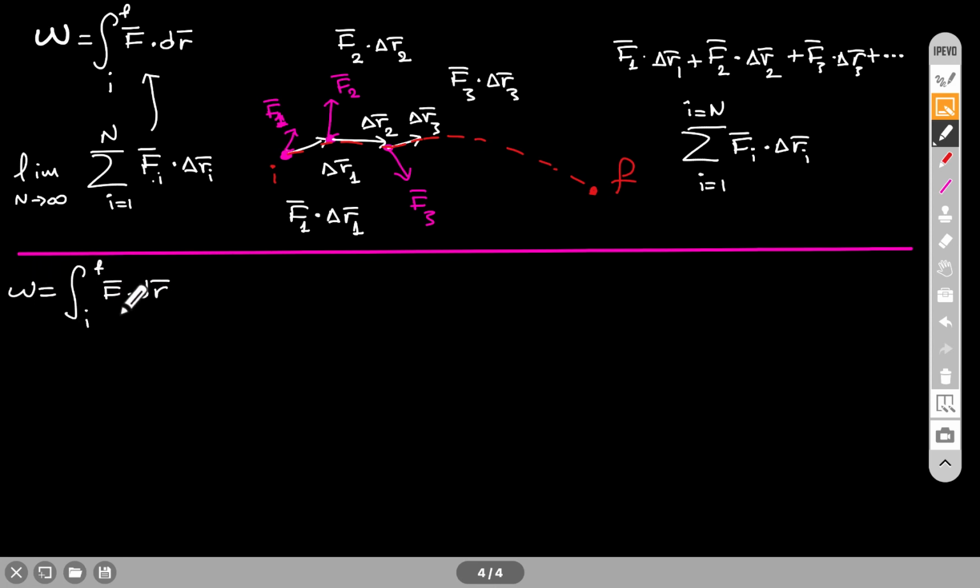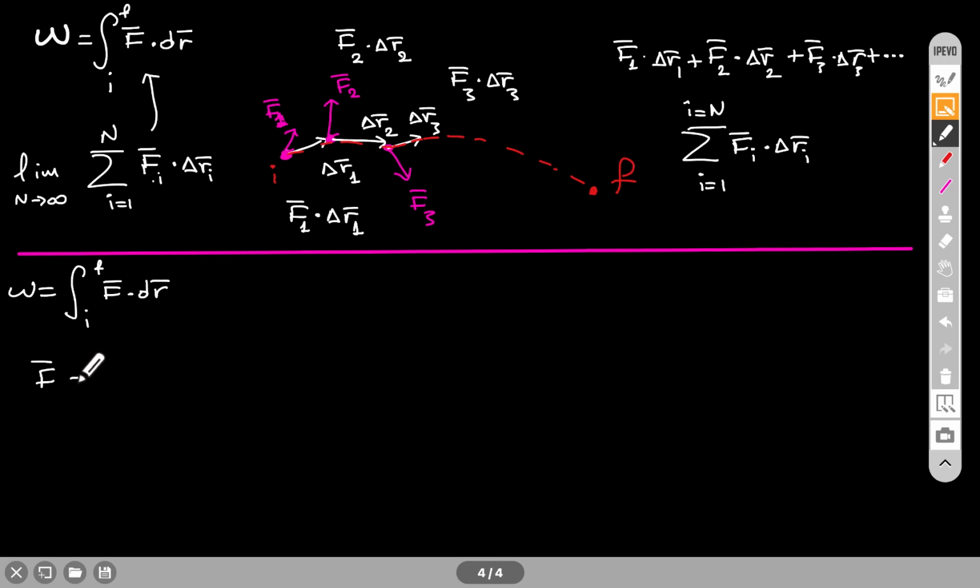You will never go wrong with this. Now, what do I do? Okay, so first of all, I'm not going to work with the path integral yet. I'm going to look at what I have inside the integral. I have the force vector and I have the dot product between that vector and the dr. So I'm going to write those vectors.